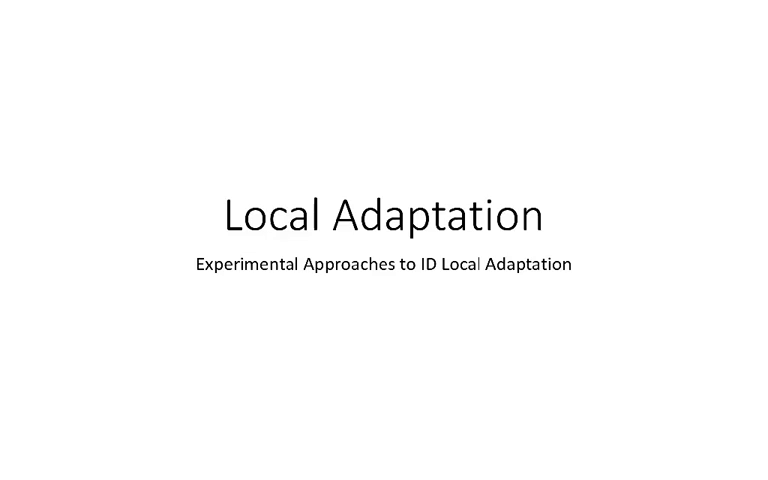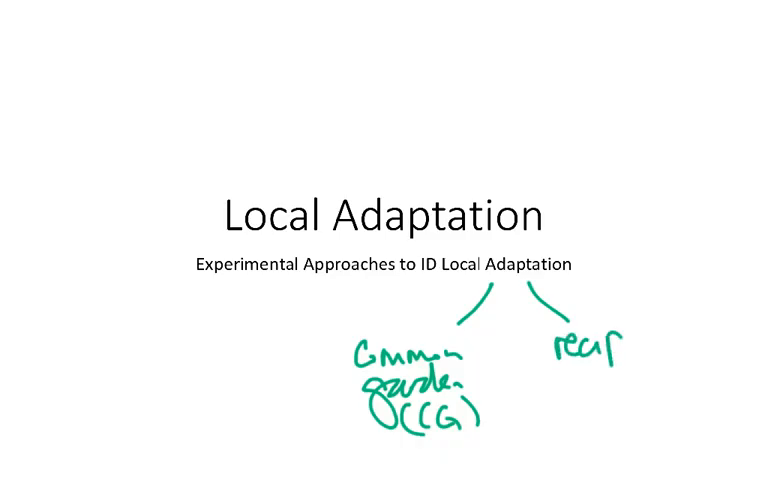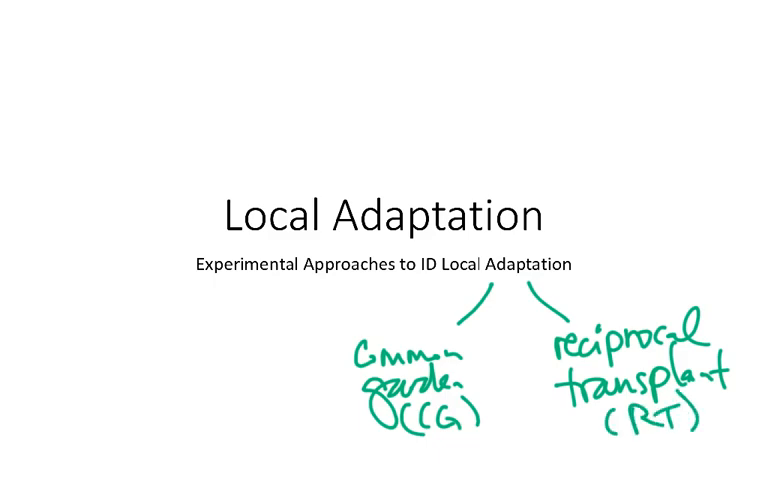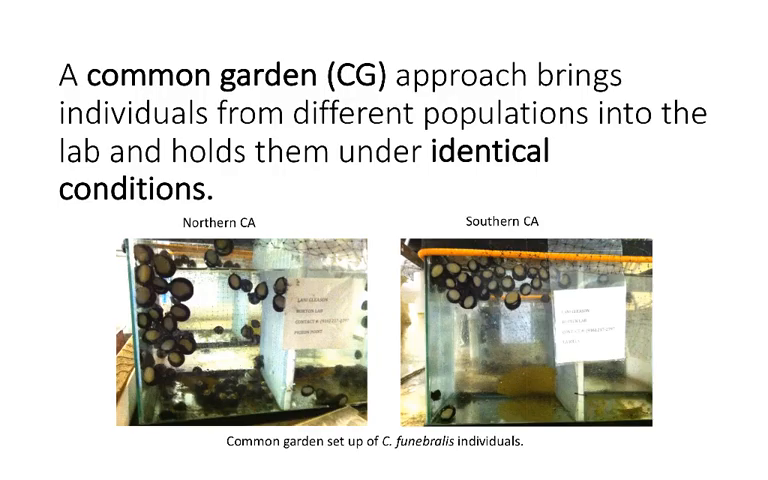Alright, now that we know what local adaptation is, let's talk about some experimental approaches you can take to identify if local adaptation is actually occurring in different populations. And we'll talk about two different general ways to do this using a common garden, which I'll abbreviate as CG, or a reciprocal transplant, which I'll abbreviate as RT. So let's start with common garden.